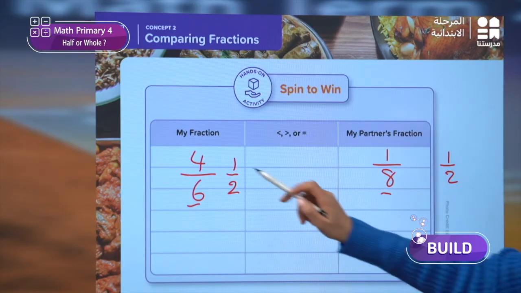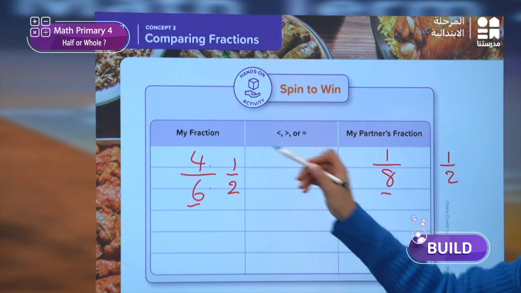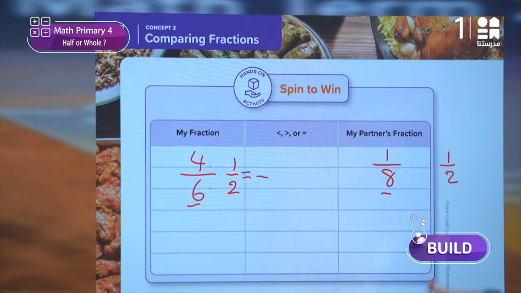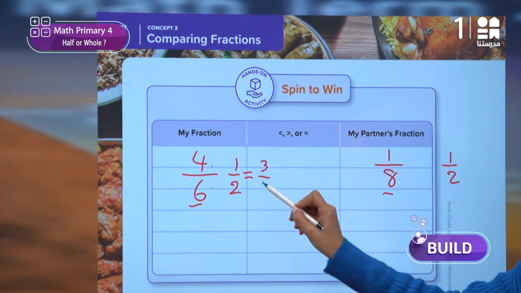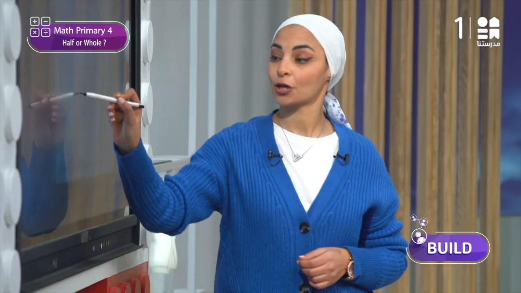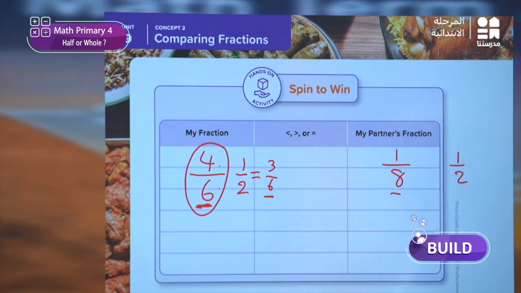طيب تعالوا نشوف كده 4 over 6. 4 over 6 عشان أعمل comparing to the half لازم أشوف equivalent fraction للhalf الدينومينيتور بتاعها 6. Like what? Like 3 over 6. طب دلوقتي أنا أقدر أعرف 4 over 6 and 3 over 6. 4 over 6 greater than half. Right? 4 over 6 greater than half.